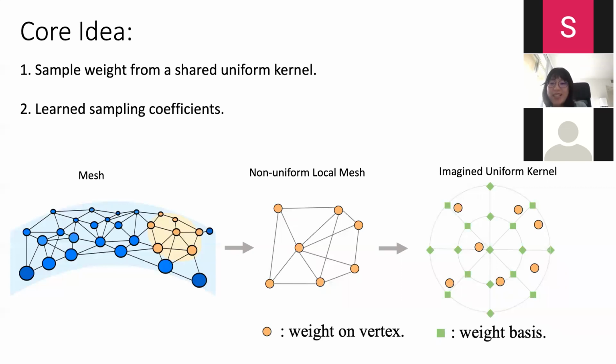So what does that mean? It means that our core idea is, in order to apply the traditional convolution operation to an irregular mesh, we can first imagine a certain structure of convolution kernel, for example, like this one. And then, if we want to apply this kernel on an irregular local patch, what we need to do is just do a linear interpolation of all these weights on this regular structure. Yes, so the core idea is to sample weights from a shared uniform kernel and then learn the sampling coefficients for each local patch.